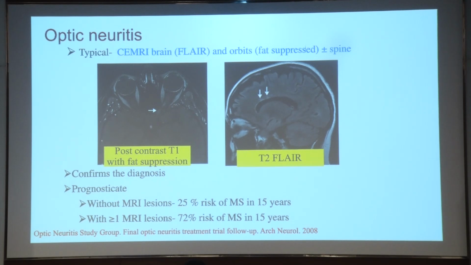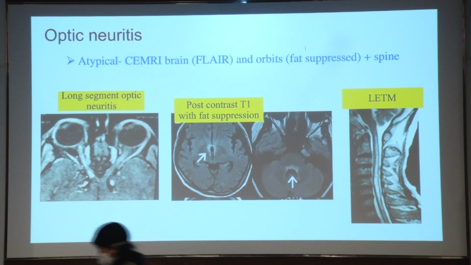Because according to ONTT, if the baseline MRI shows these lesions, then there is almost a 70% risk of progressing to MS. Now, if it's a case of atypical optic neuritis, then you should also add an MRI spine to your investigation, because you should rule out a transverse myelitis in such cases, okay?